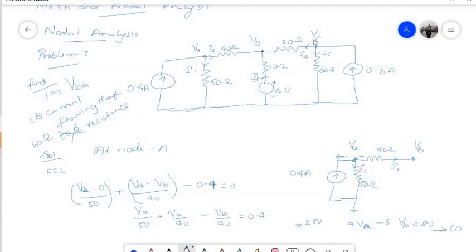Fine. If you divide VC by the 60, you will actually get the current that is flowing through the 60 ohm, because VC is actually the voltage between these 2 points. And now if you want to find the current, just divide VC by 60.